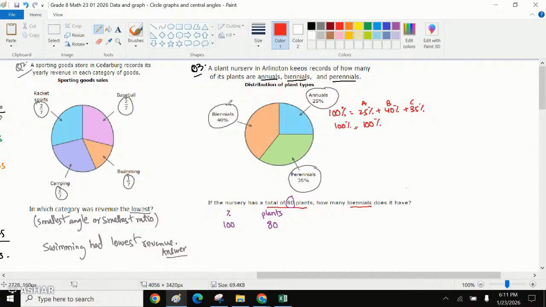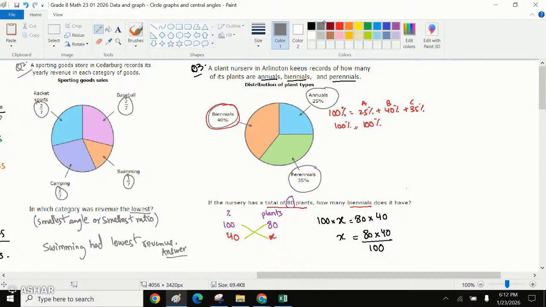Biennials, right? And they were 40%. So the 40% should be the variable X. That's what we need to find, right? And whenever we are doing the ratio method, we cross multiply the values. So 100 is multiplied by X and 80 is multiplied by 40, so X is equal to 80 multiplied by 40 divided by 100.